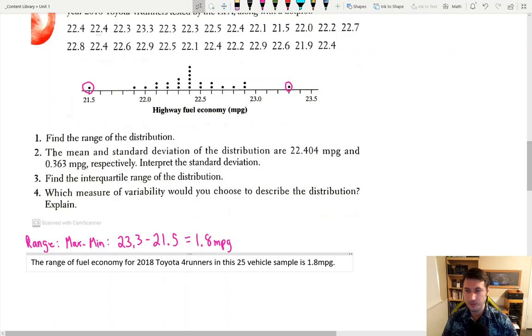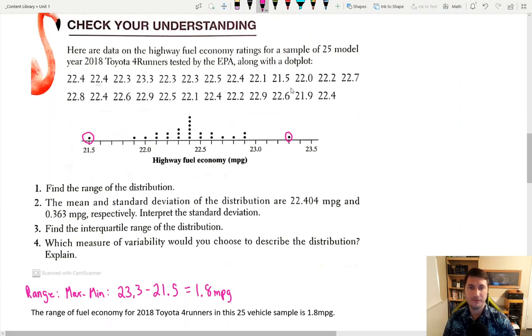All right, we got the range. We're going to skip number 2, the mean and standard deviation. I'm saving that one for last. Number 3, find the interquartile range of the distribution. All right, so to find the interquartile range, a little bit more math, we've got to keep splitting this data up. There are 25 models. So I have to find the median. If I have 25 models total, I'm going to have 12 on the left, 12 on the right, and then in the middle there'll be one piece of data. That'll be my 13th piece of data.